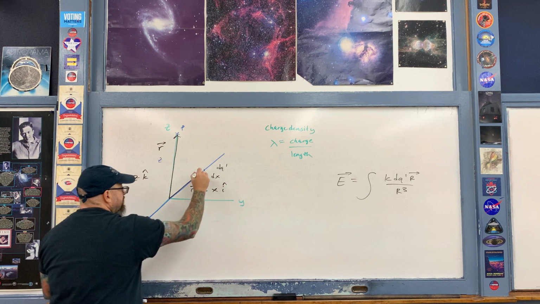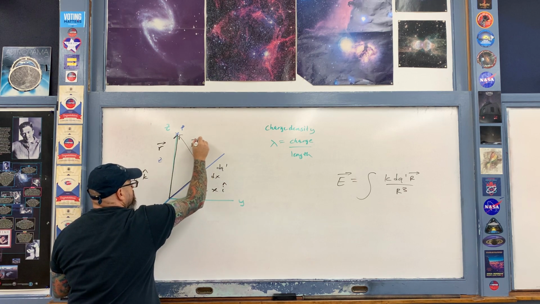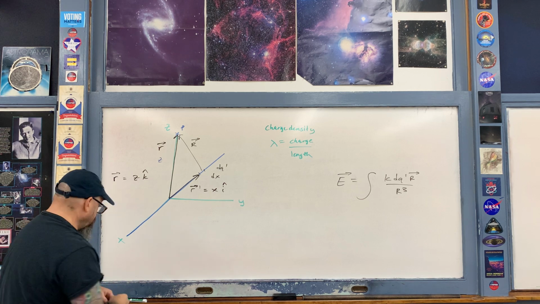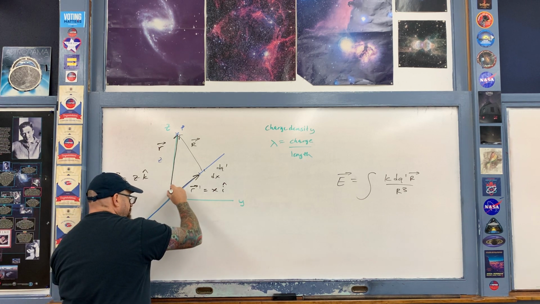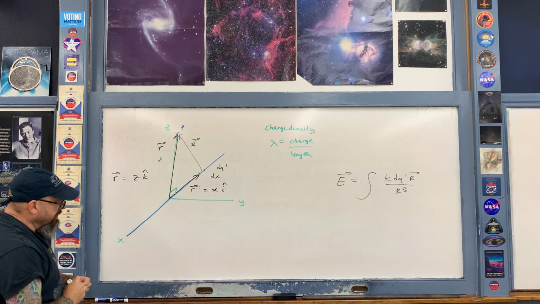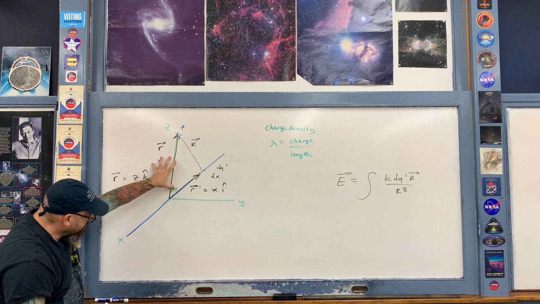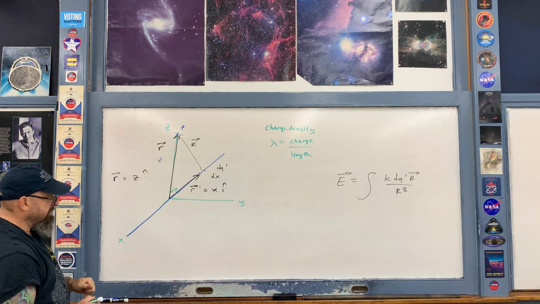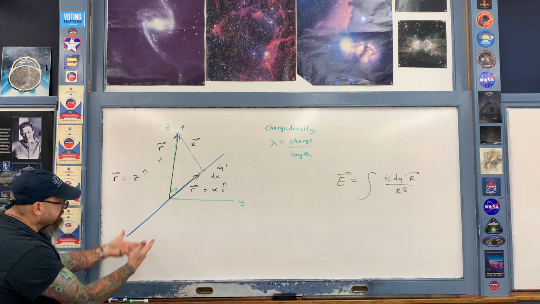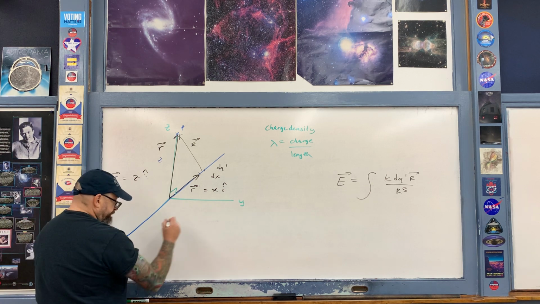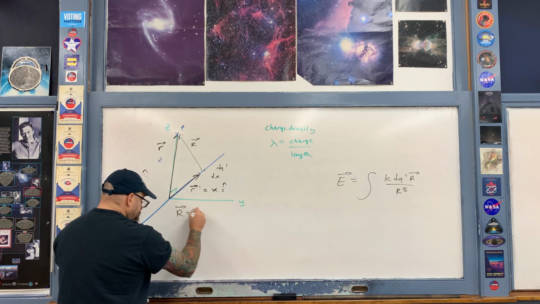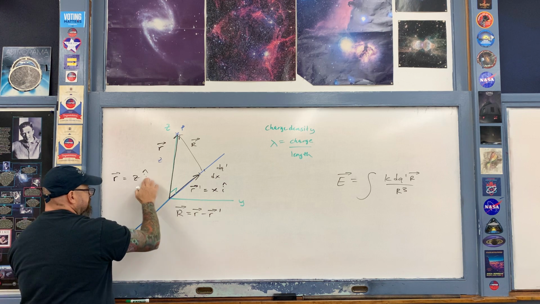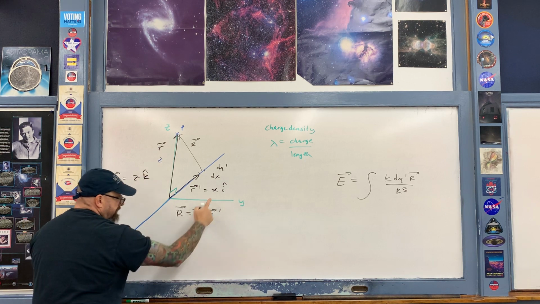Okay, and then lastly is the capital R vector right here. The capital R vector, you'll notice, forms the hypotenuse of a right triangle. The right angle associated with that right triangle is right here. Notice how I drew that right angle, by the way, where this line here is parallel to the x-axis and this line here is parallel to the z-axis, okay? Okay, now let's go ahead and write capital R. So capital R is r minus r prime. So then therefore that's equal to z k hat, this is k hat here, minus x i hat.